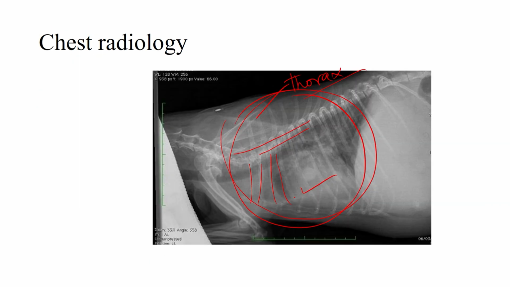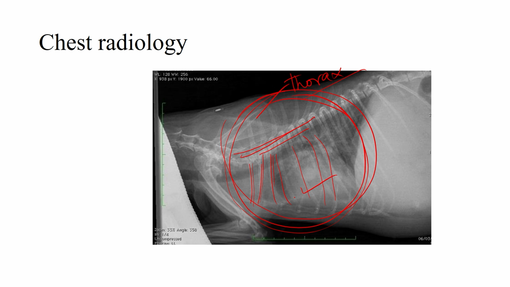Now the next category here is the chest radiology. As you can see in this picture, the chest radiology, or the thoracic cavity radiology, deals with the area which encompasses the heart and the associated structures. Here you can see the spine of the thorax and the ribs, which are encapsulating and protecting the heart and the associated structures.